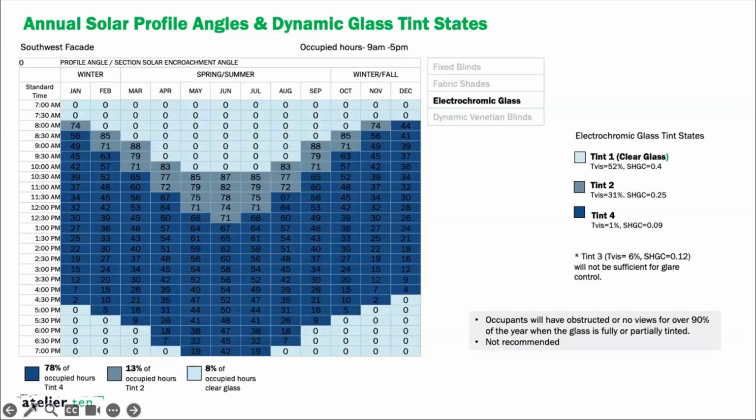Electrochromic glazing is another one. So you can see that 78% of occupied hours is going to have the tint with the lowest visual light transmittance. And therefore, again, this was not desirable for the specific space. Also, the tint of the color of the electrochromic glazing kind of interfered with the program of the space. So that was not desirable from the client.